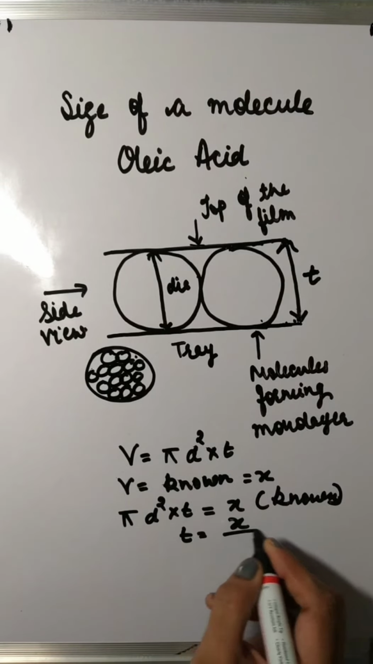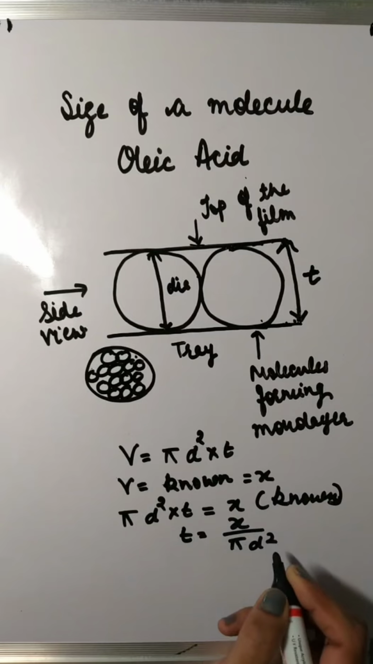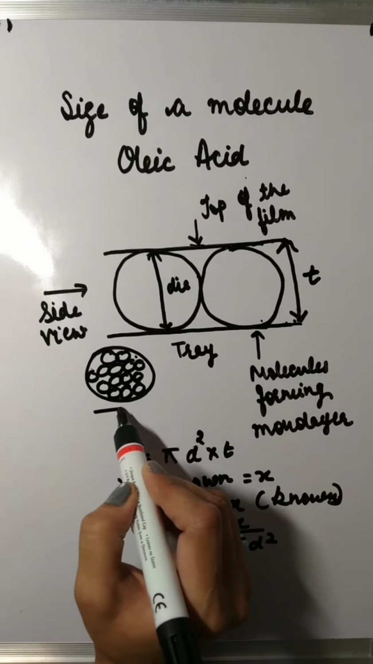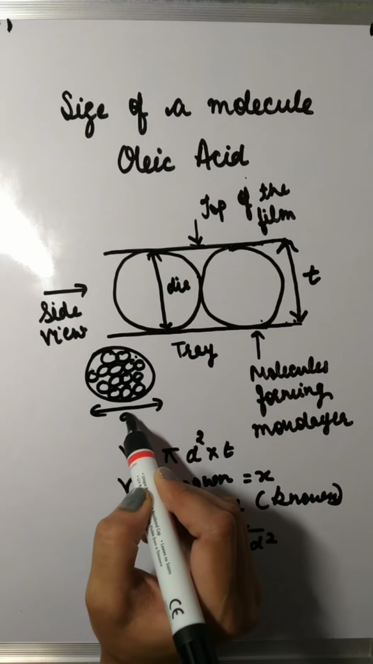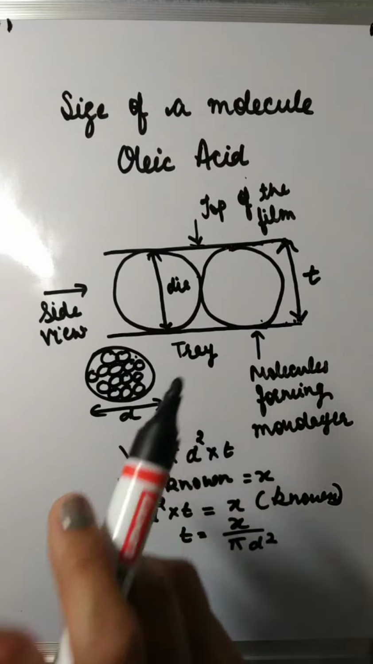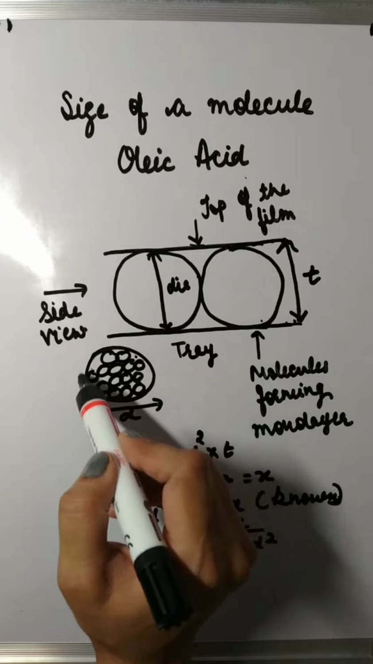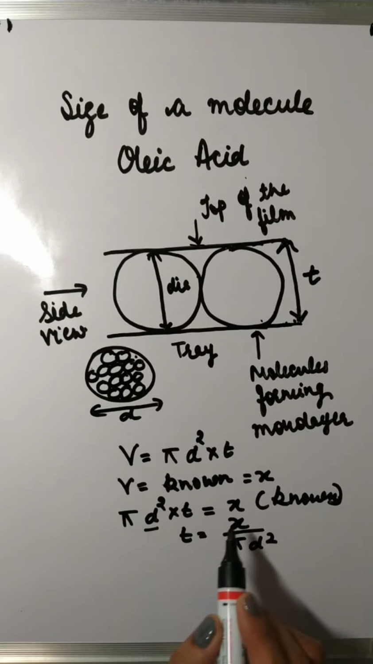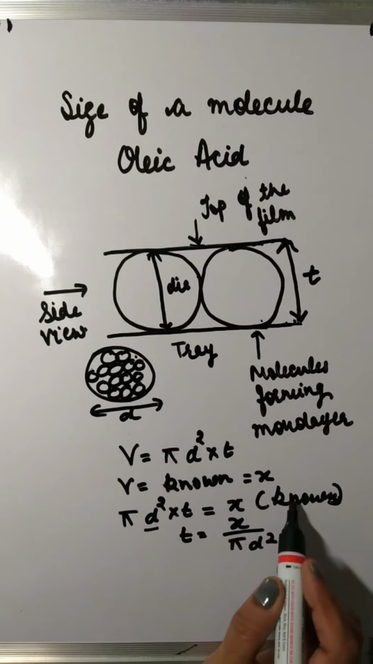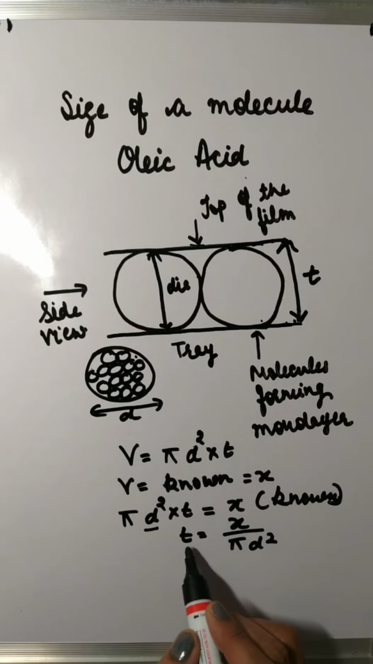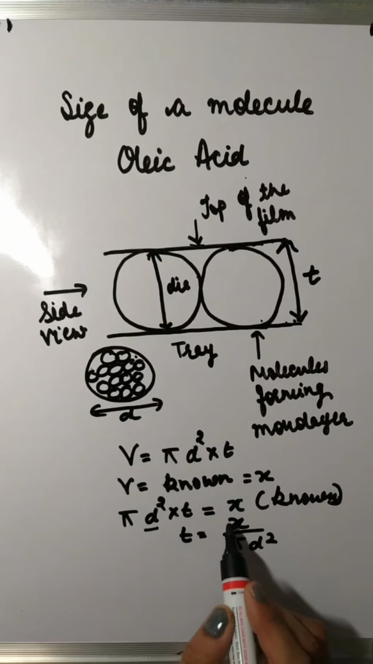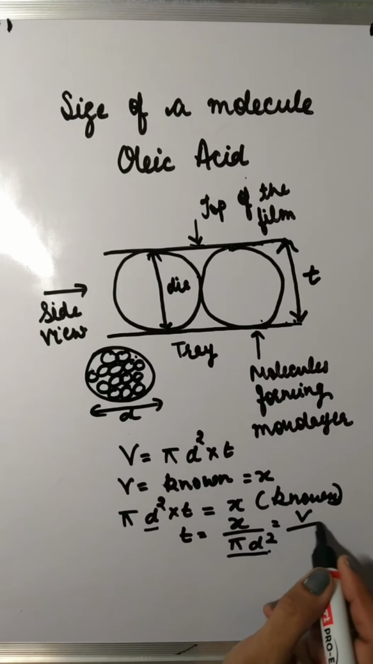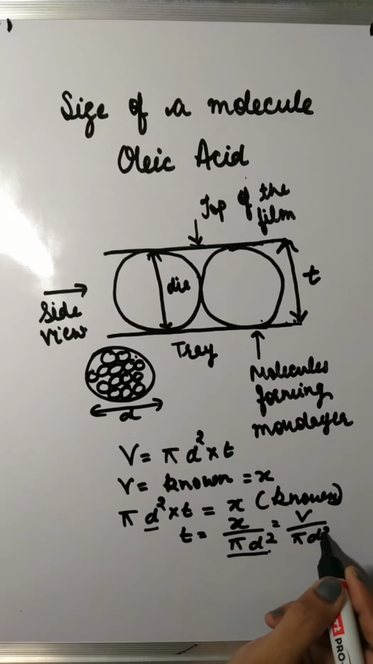T is equal to x by pi d square, where d is the diameter of the thin film. So this is D, which we will measure. When we drop it on the tray, we will measure the diameter of the thin film. X is already measured, we know it. And from this formula, T can be calculated. T is equal to x, which is V, so T is equal to V divided by pi d square.